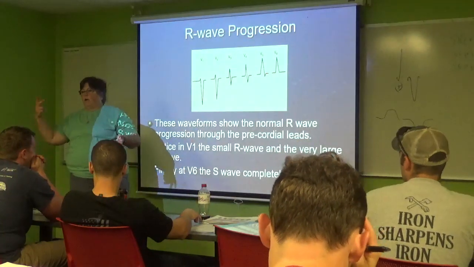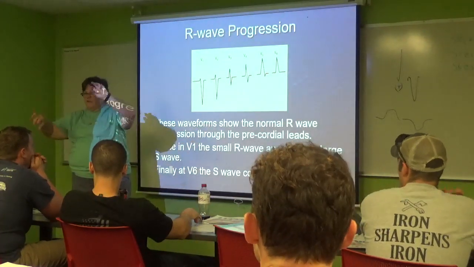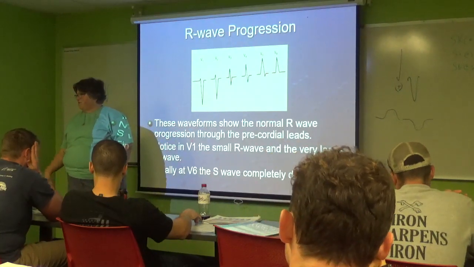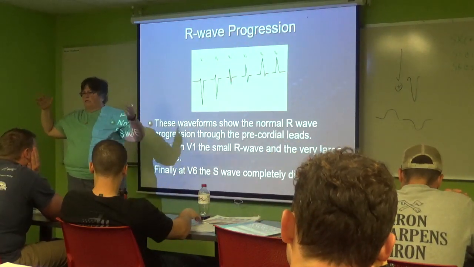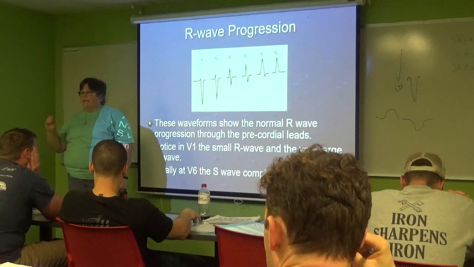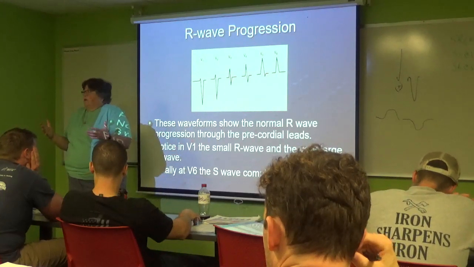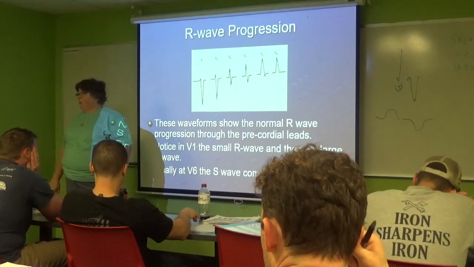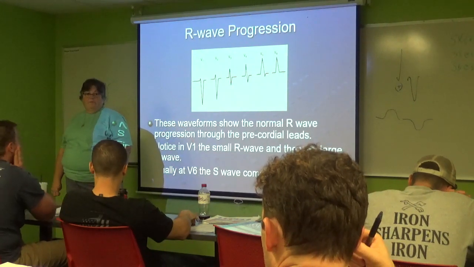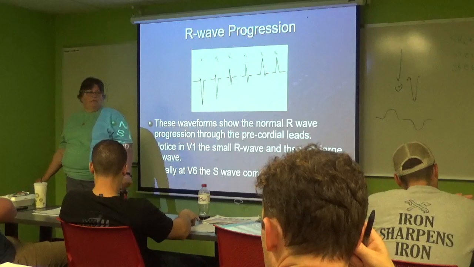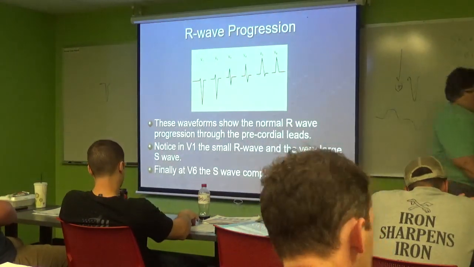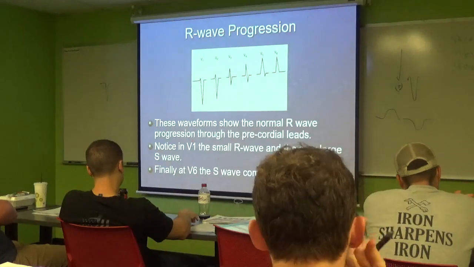We don't need star wheels and blinking lights and thumbs flying around. Holy cow. That's how they teach it in a lot of classes. What you need to know is what you're looking at and why you're looking at it. V1 should be down, and if it's not, you have a right bundle branch block. Okay? Does that make total sense? All right. Progression's important.